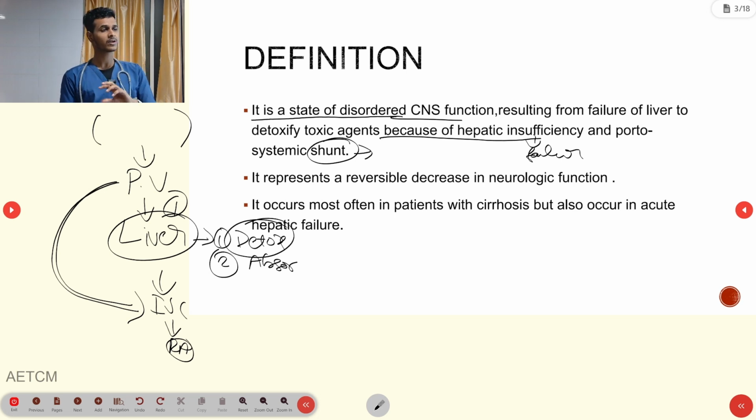One more important thing: the CNS dysfunction or altered mental status is reversible in hepatic encephalopathy. This is a reversible decrease in neurological function. Mainly it will occur in the case of cirrhosis of liver or acute hepatic failure.